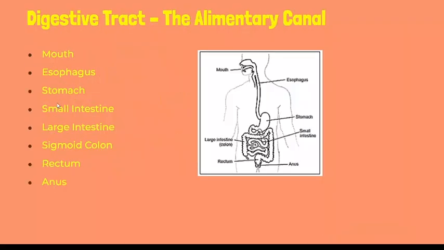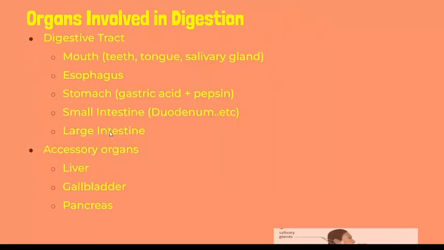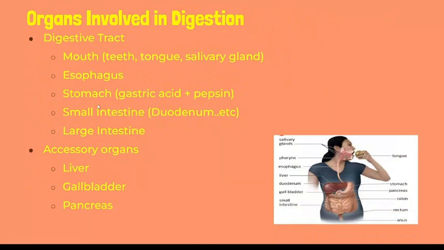So let's talk about the digestive tract. This is also known as the alimentary canal. There's a couple of things that are very important in this. This is a pathway where food travels: mouth, esophagus, stomach, small intestine, large intestine, sigmoid colon, rectum, and finally anus. There are organs in our body that do not touch the food, but they're still quite important. So these are the digestive tract, and we have to talk about accessory organs.